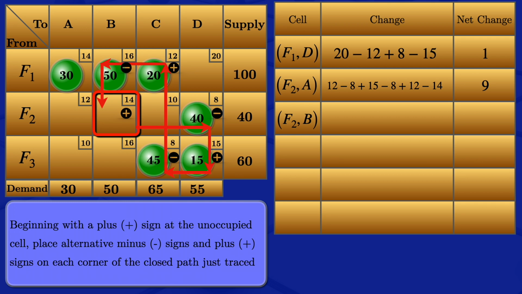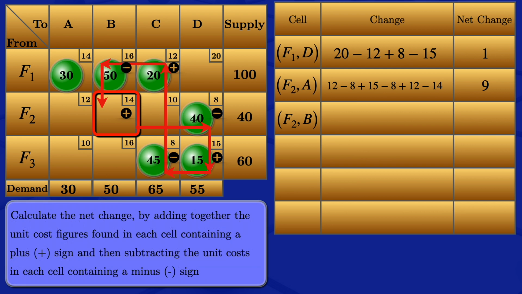Then we calculate the net change. In this case, it's 14 minus 8 plus 15 minus 8 plus 12 minus 16. This will give us a net change of 9.